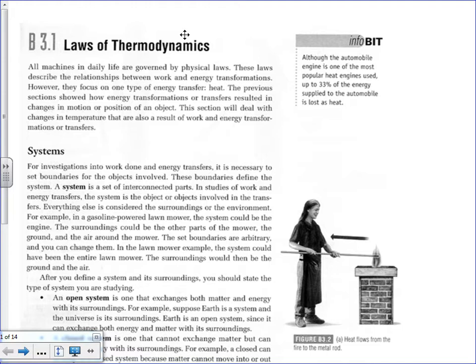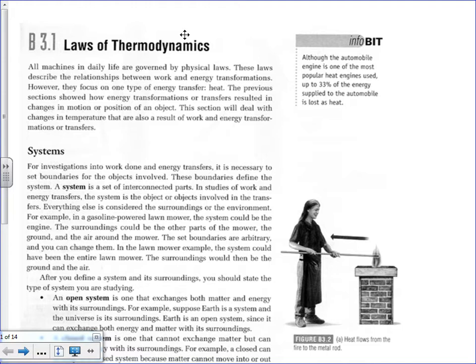So all machines are governed by the laws of physics. You can't break the laws of physics. Scotty told Kirk that all the time in the original Star Trek. Whenever Kirk wanted more power, Scotty would always tell him, you cannot break the laws of physics. Well, you can't. You can get around them maybe, but you can't break them. So those laws describe the relationships between work and energy transformations. If we want to get mechanical work done, we've got to find a way to get the energy in order to do that.